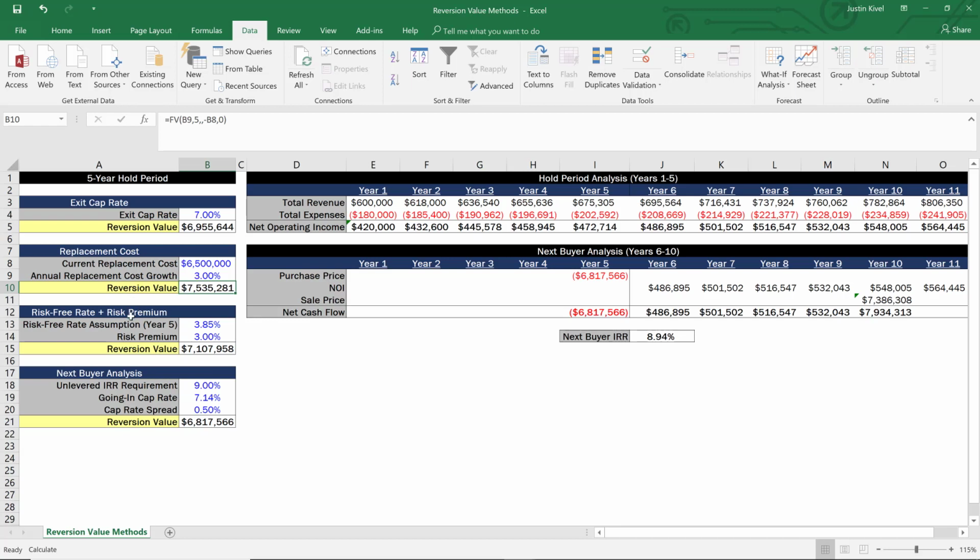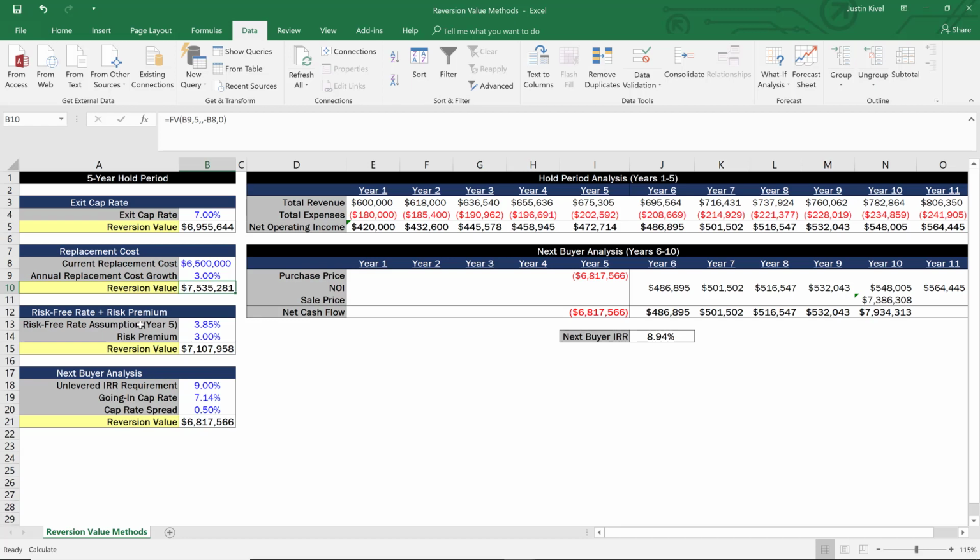The next thing we're going to talk about is the risk-free rate plus a risk premium. And this is really all baked into an exit cap rate, but this can help you set your exit cap rate assumption. So cap rates in commercial real estate are generally based off of some sort of a risk-free rate of returns. So in the United States, it's generally referred to as the US Treasury rate. And then investors are going to assign some sort of a risk premium on top of that.